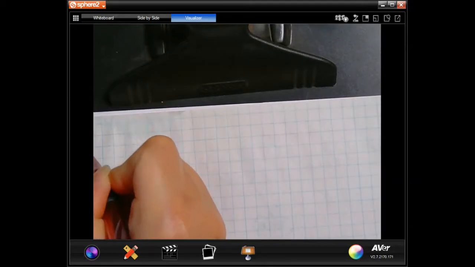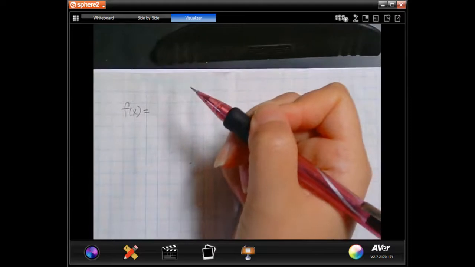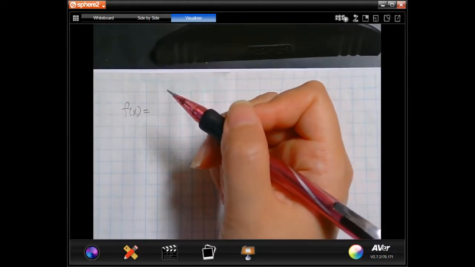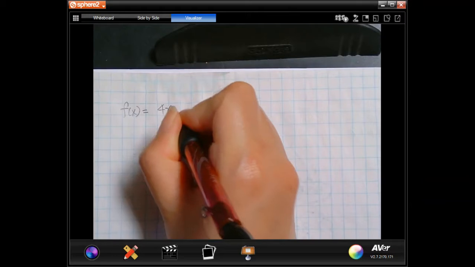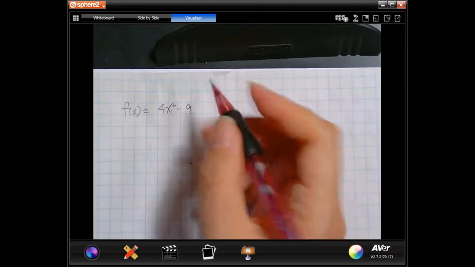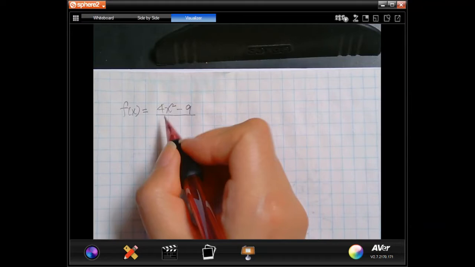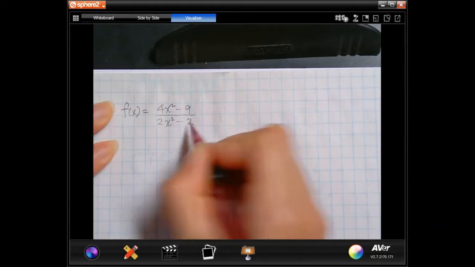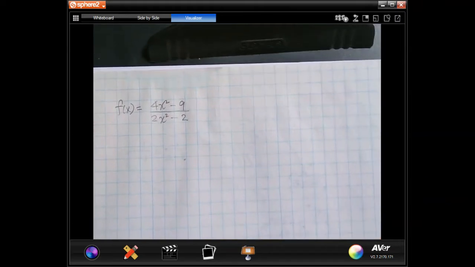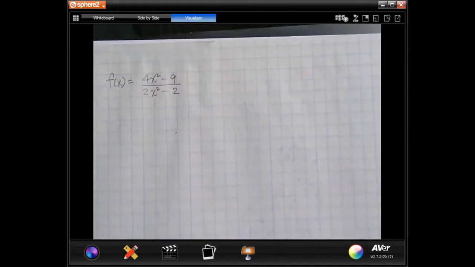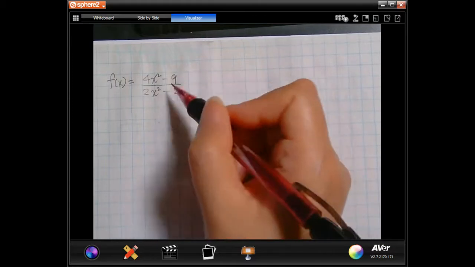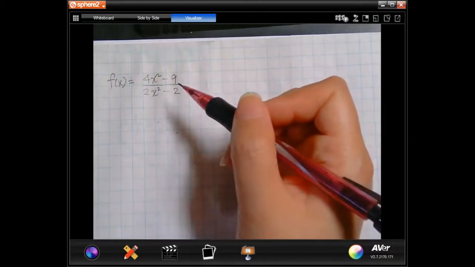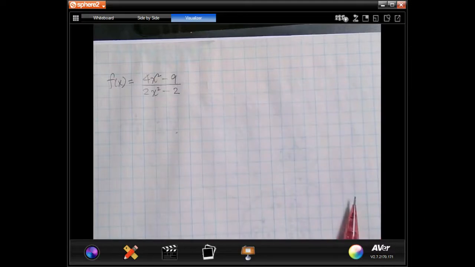Okay, then f of x is 4x squared minus 9 over 2x squared minus 2. First I have to examine the given rational expression to see if there's a factorable part. Yeah, I do see some factorable parts here.